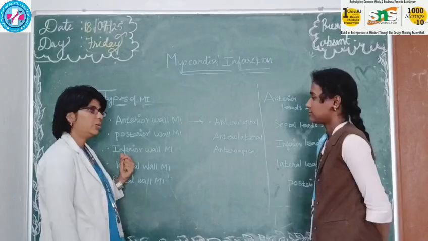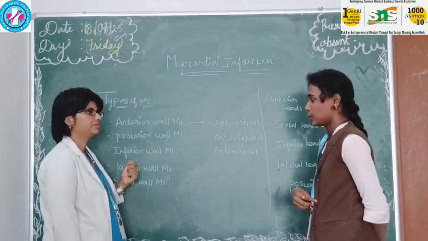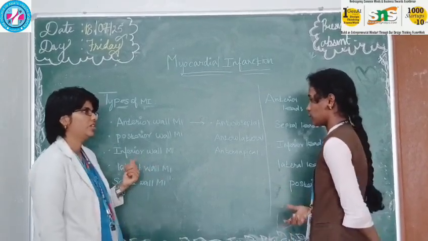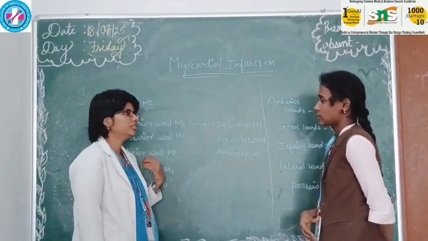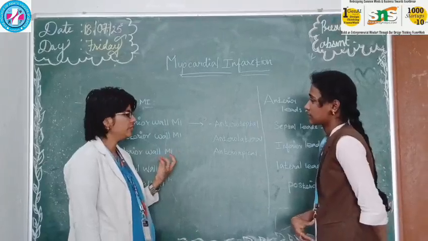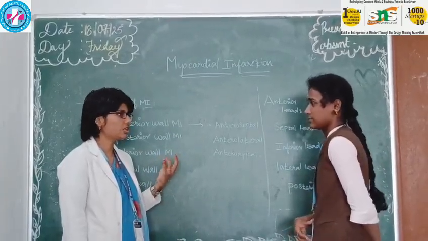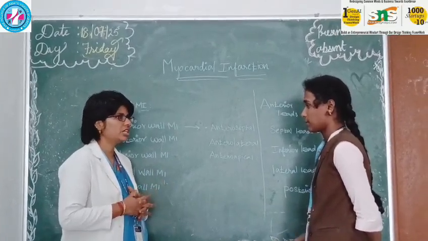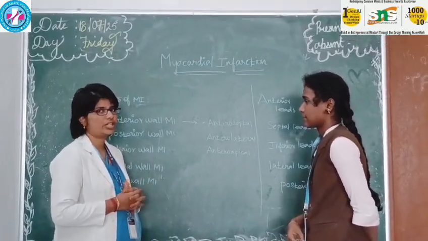Okay. What is meant by MI? Reduced blood flow in the coronary arteries, which may be due to atherosclerosis, plaque deposition, or thrombus. Various things are involved.